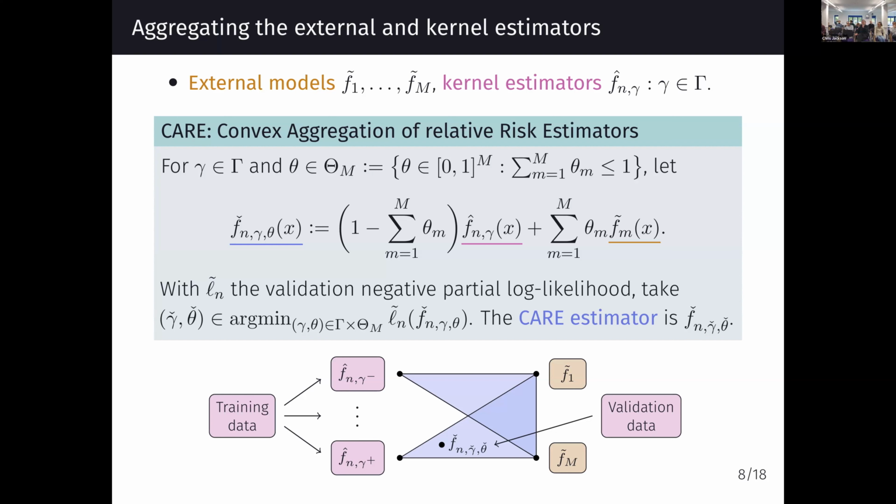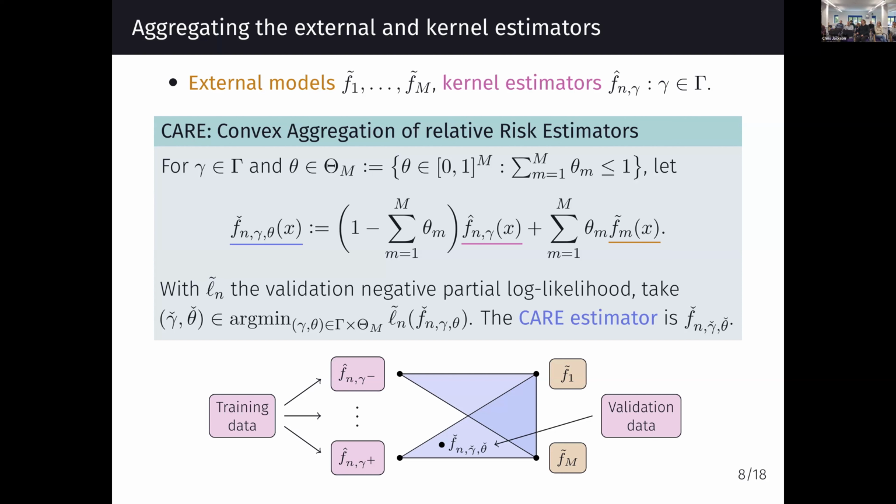Well, in this slide, I just want to get a better idea of what you're assuming about the external data compared to the actual. Are you assuming that those coefficients are fixed, or are you estimating the coefficients governing the internal data? Yes. So these thetas are going to be estimated using the validation data.